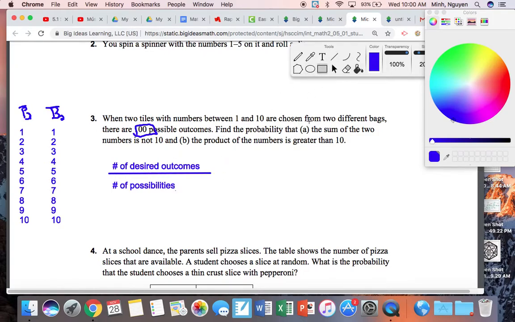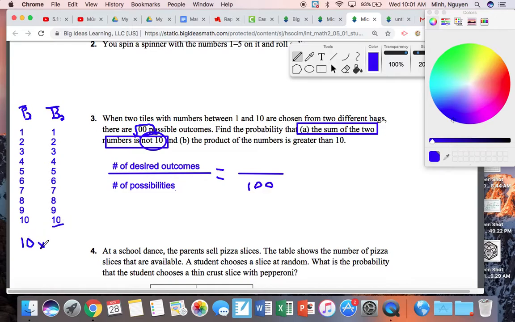we have two different problems here. The probability that the sum of the two numbers is not 10. This is important, is not 10. So we want to, sum tells us to add, and we want to find the number of sums that are not 10. And so by starting off, we know the total number is 100 possible outcomes. The way we get that is there are 10 possibilities here, and another 10 possibilities here. So 10 times 10 is 100.